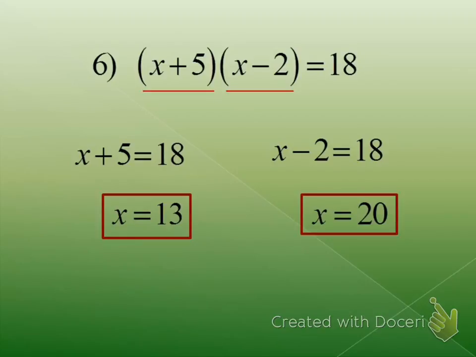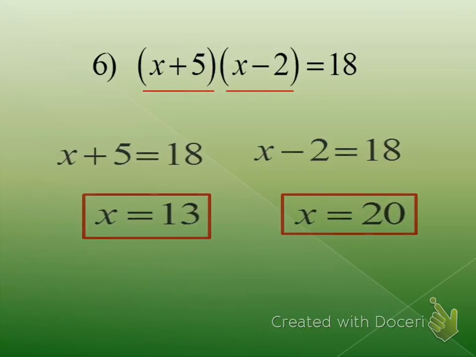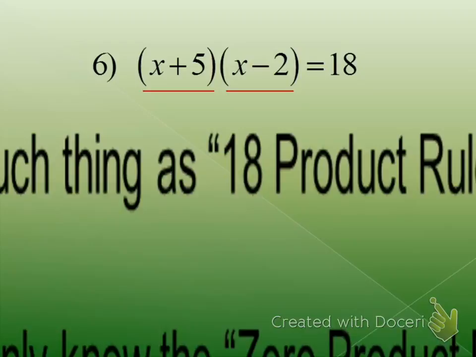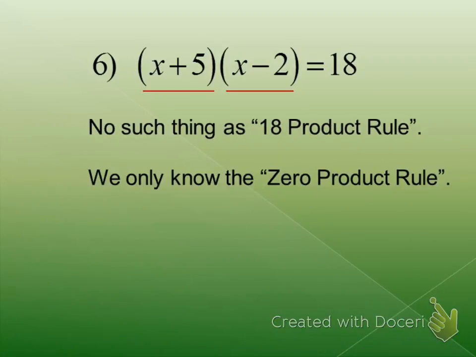Why doesn't that work? Yeah. There's no such thing as, oh, if you're multiplying to 18, one of them has to be 18. That's not a rule, okay? There is no such thing as the 18 product rule. That's what I want you to write on this example. This rule does not apply to problems unless it equals 0. So if I ever try to sneak one in on you that equals a number that's not 0, just tell me, hey, I can't do this. We don't know this rule.